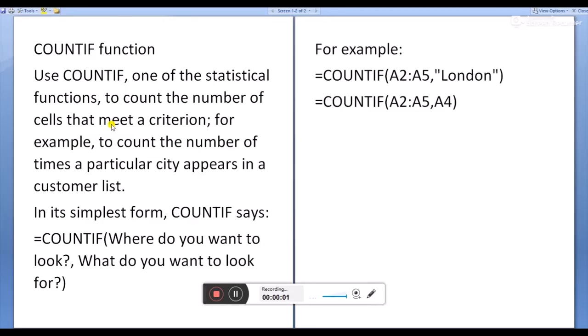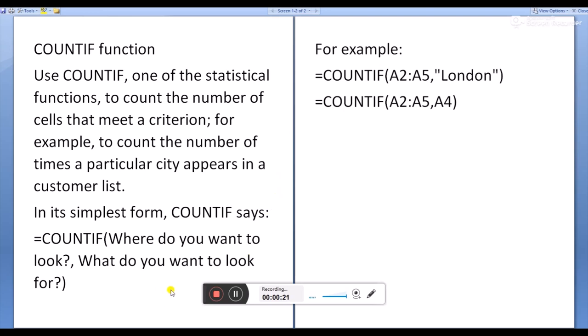Welcome friends, in this lesson I'm going to look at the COUNTIF function in Microsoft Excel. The COUNTIF function is one of the statistical functions to count the number of cells that meets a criterion. For example, to count the number of times a particular city appears in a customer list.